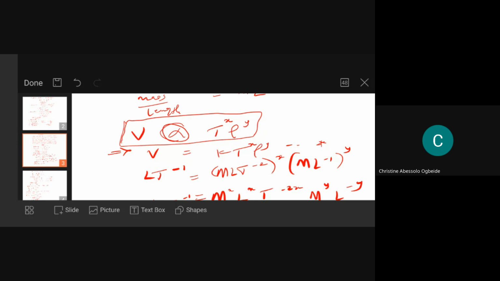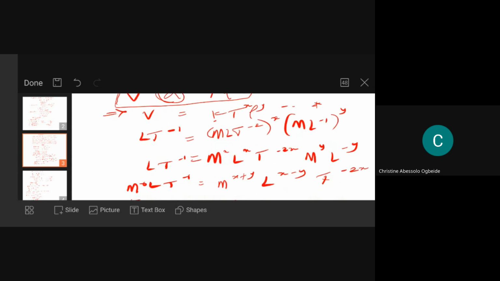I have that V equals K T raised to power X and rho raised to power Y. All right. And from here, we already know that the dimension for V is LT raised to power minus 1. The dimension for tension is MLT raised to power minus 2. Of course, tension has power X. That's how I have this power X there. Then the dimension for rho is ML raised to power minus 1, and rho has the power Y. That's why the power Y is there.